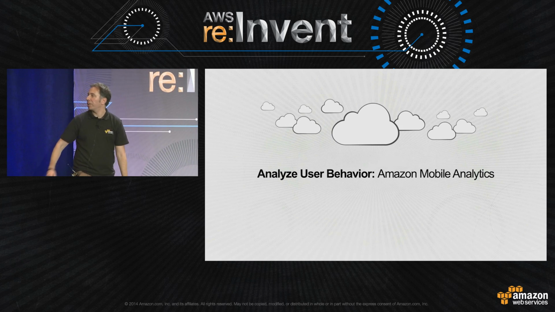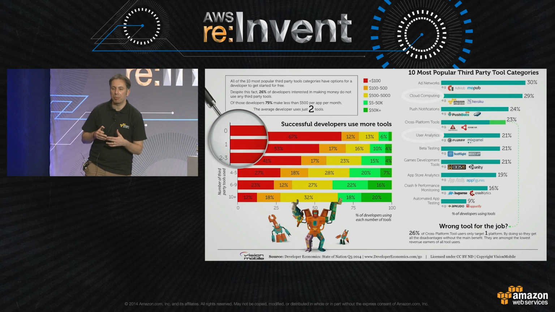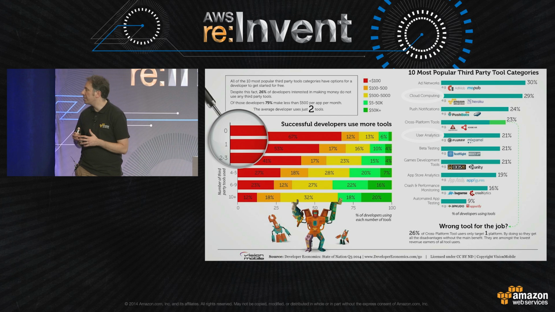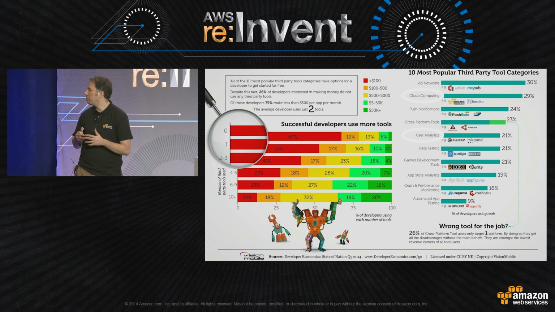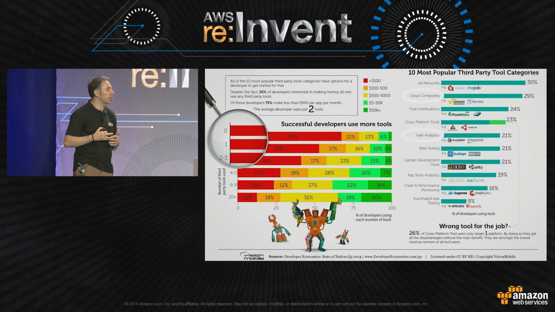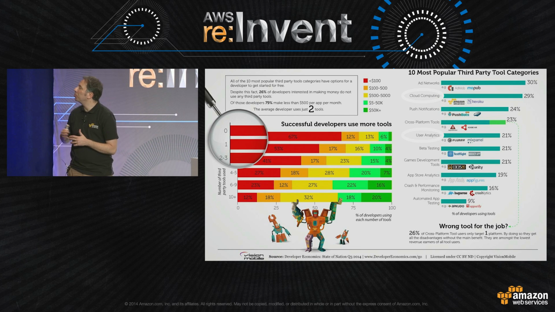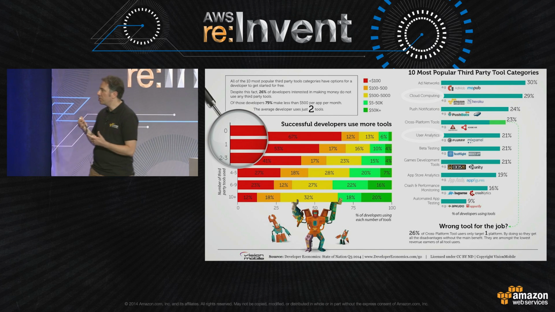So let's start with mobile analytics. Mobile analytics is one of the most used tools by developers. This is an analysis that is quite interesting by Vision Mobile. It's frequently updated. This is the last version. I suggest you have a look at it. What this analysis tells us is that on the right, you see the 10 most popular tools that mobile developers are using. And by chance, the second one is cloud computing, and there's also user analytics in the top 5.